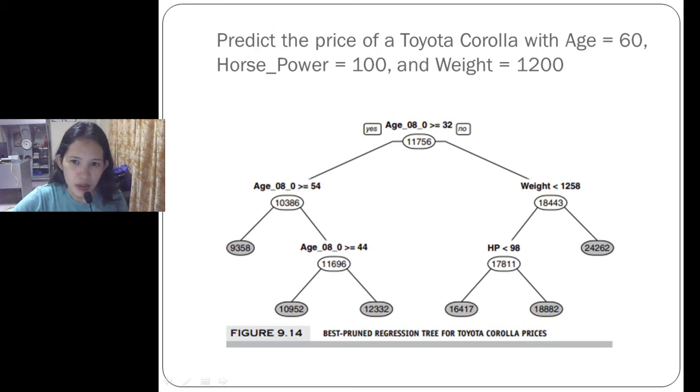In classification trees, the value of the terminal node, which is one of the categories, is determined by the voting of the training records. In regression trees, the value of the terminal node is determined by the average outcome value of the training records that were in that terminal node. In this example, the value $9,358 is the average of the 279 cars in the training set that fall in the category of age greater than or equal to 54.